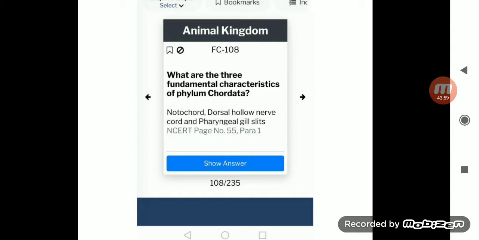The fundamental characteristics of phylum Chordata are notochord, dorsal hollow nerve cord, and pharyngeal gill slits.